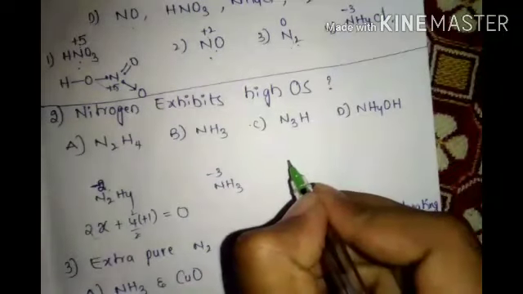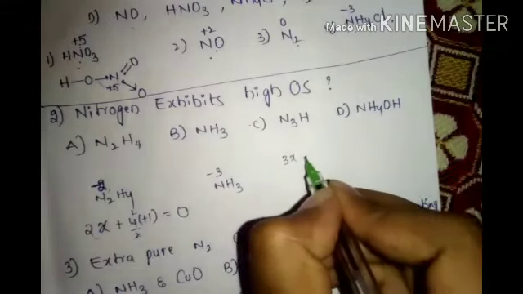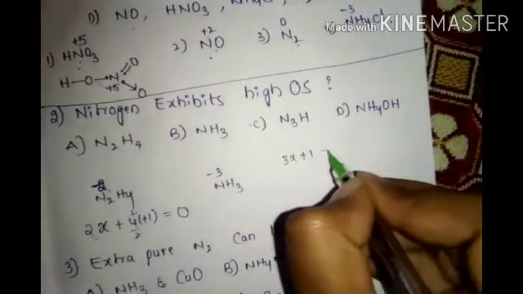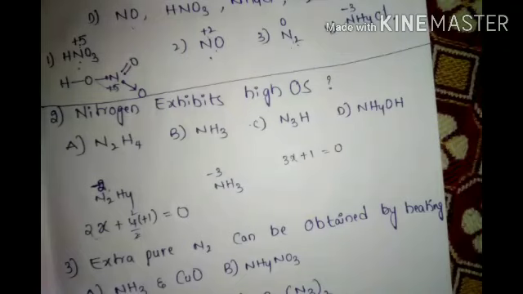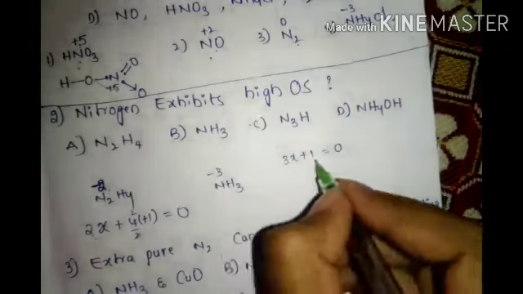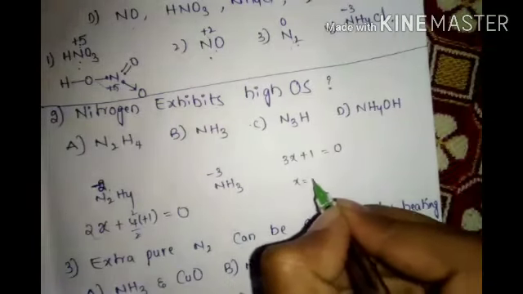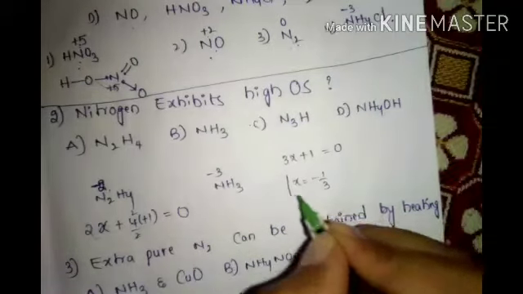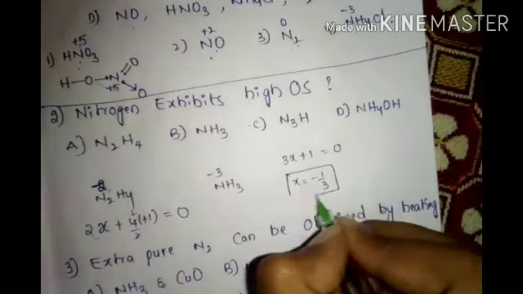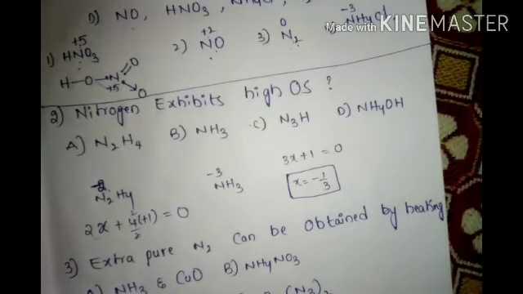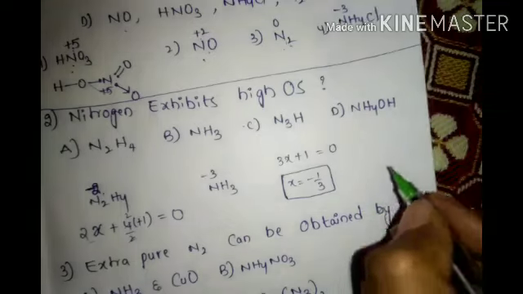This is 3x plus 1 equal to 0. 3x. Now 3 will come down. X equal to -1 by 3.